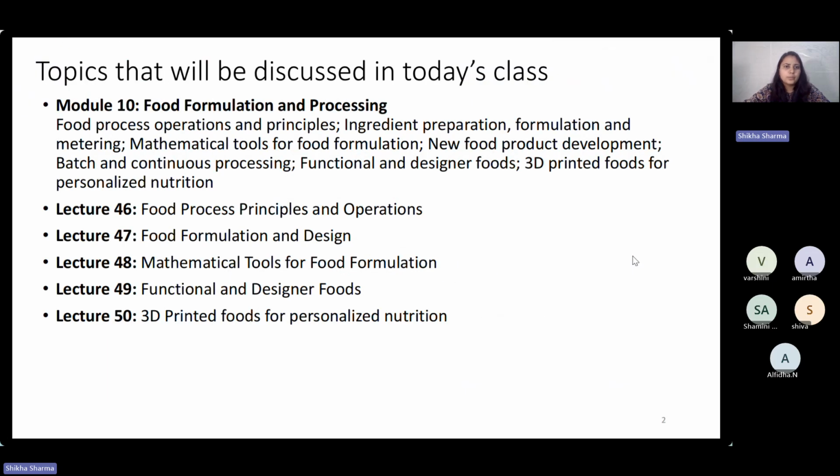So the topics that we will be discussing in today's class will include module 10, which is about food formulations and processing. It includes topics like food process operations and principles, ingredient preparation, formulation, and metering. Then mathematical tools for food formulation, new food product development, batch and continuous processing, functional and designer foods, and 3D printed foods for personalized nutrition.